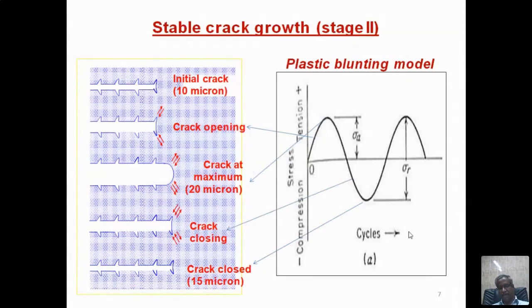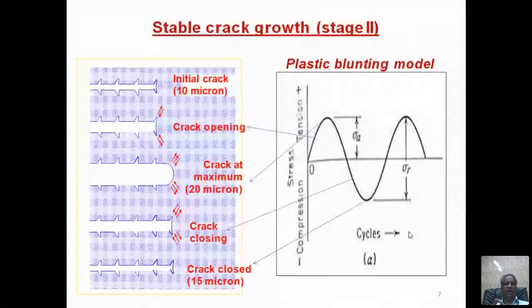Why is it not completely closing? Because of the tensile stress which you applied in the first half of the cycle, what happens? The material ahead of the crack goes into a plastic region. There is a plastic zone around the tip of the crack. Maybe tomorrow we will discuss it in fracture mechanics. So the plastic zone will be produced at the tip of the crack, surrounding the crack.